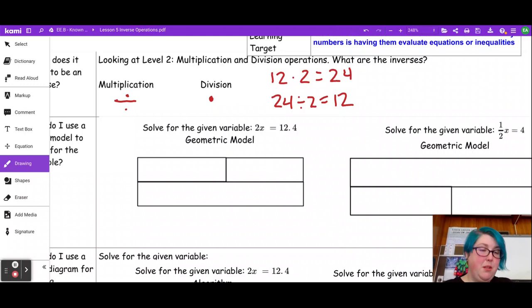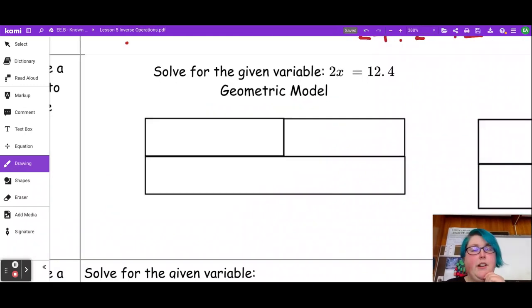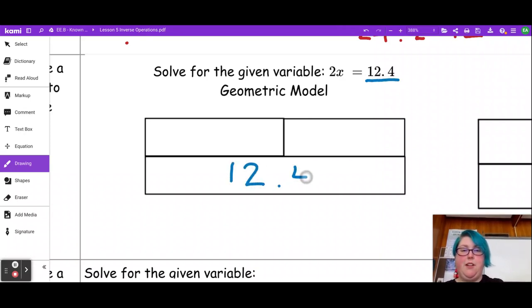So let's look at our geometric model first. Our equation is 2x equals 12.4. We know 2x means 2 times x. So 12.4 has to be the biggest thing. So this whole box down here is 12.4. We have 2 x's, so each of those smaller boxes represents x.